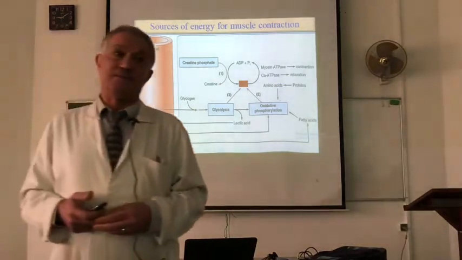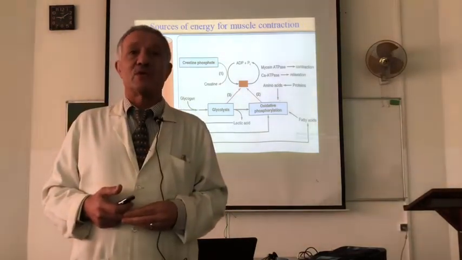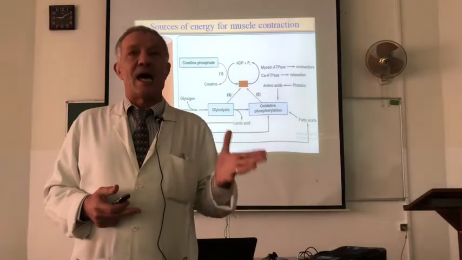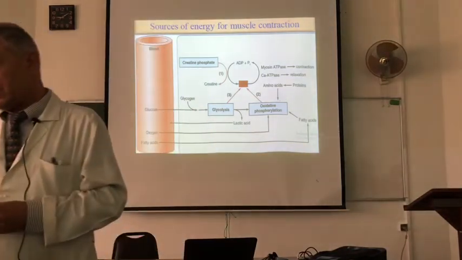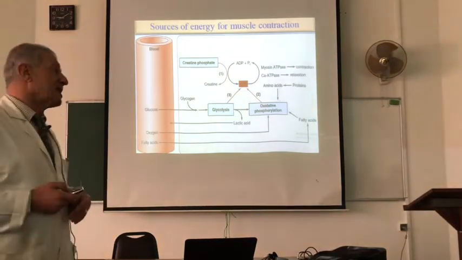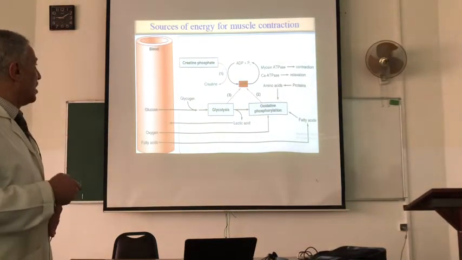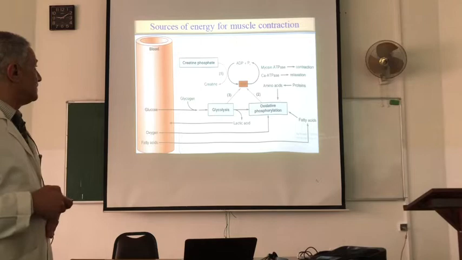Now, you know that in our body we have fast muscles and slow muscles. Fast muscles depend on which type of energy, in this case?